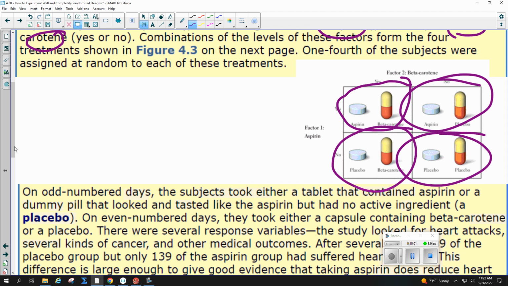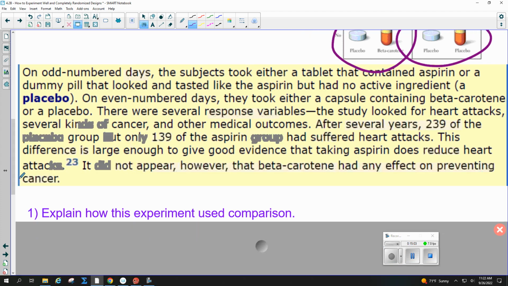Okay, on odd numbered days, the subjects either took a tablet that contained aspirin or a dummy pill that looked and tasted like aspirin. On even numbered days, they either took the capsule that had beta carotene or the placebo. There were several response variables. So they looked for heart attack rate, what kind of cancer, if anybody developed, and some other medical outcomes.